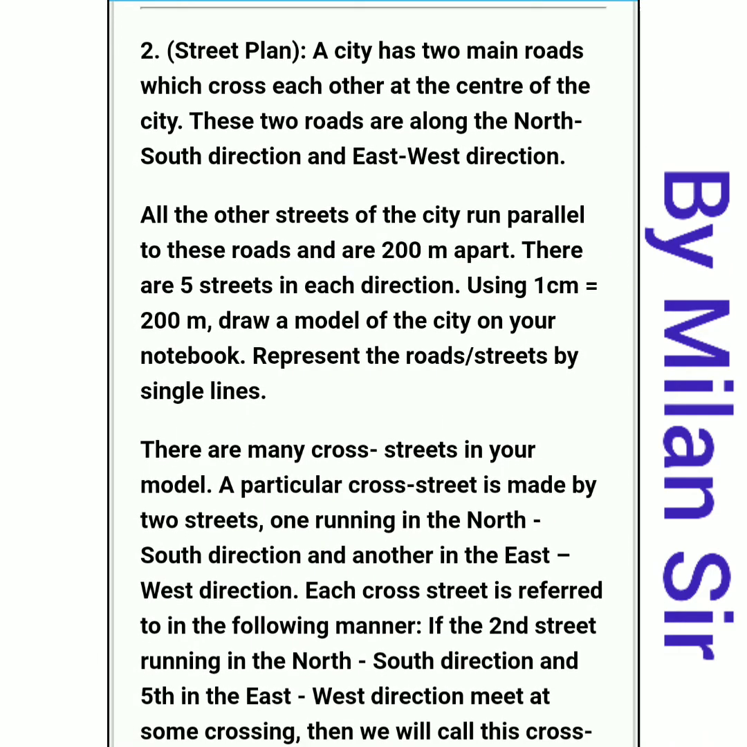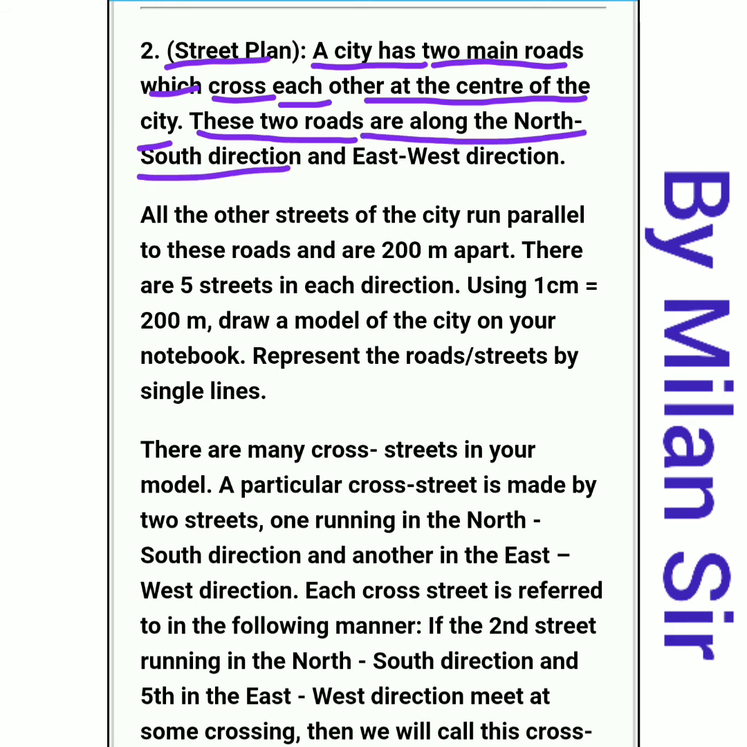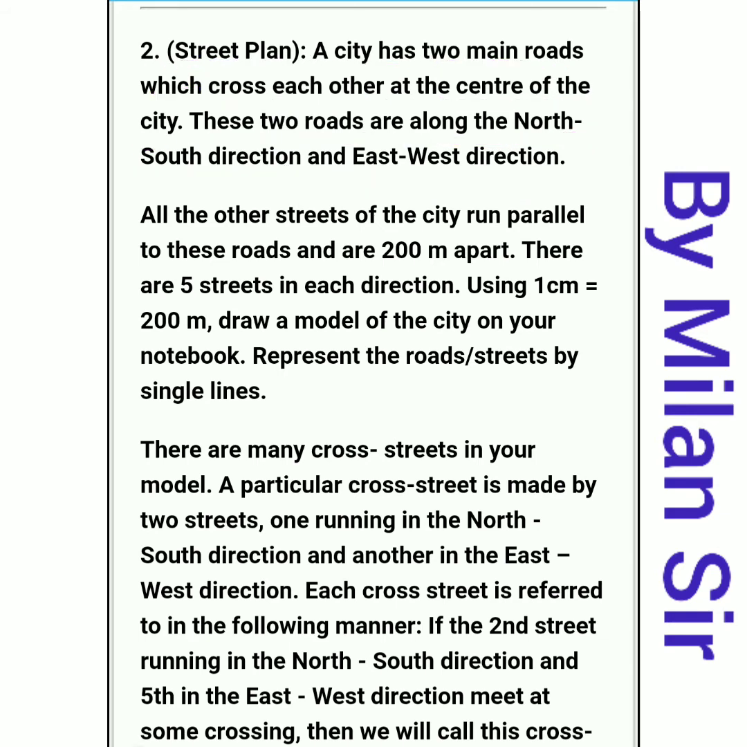Then question number 2. First of all, read this question. Street plan. A city has two main roads which cross each other at the center of the city. These two roads are along the north-south direction and the east-west direction. Two crossroads are there, one in the north-south direction and the second one in the east-west direction, at the center.